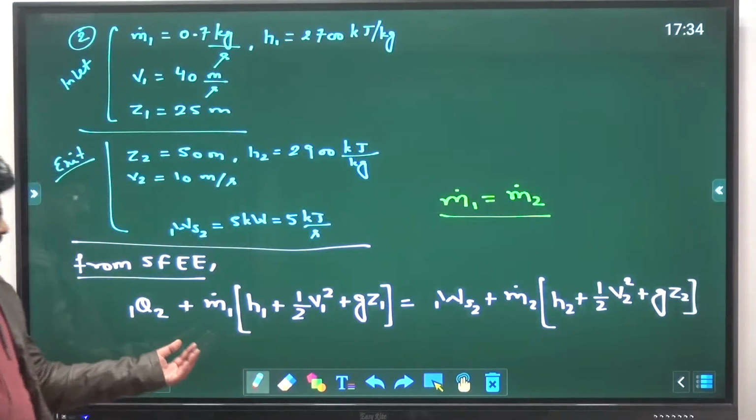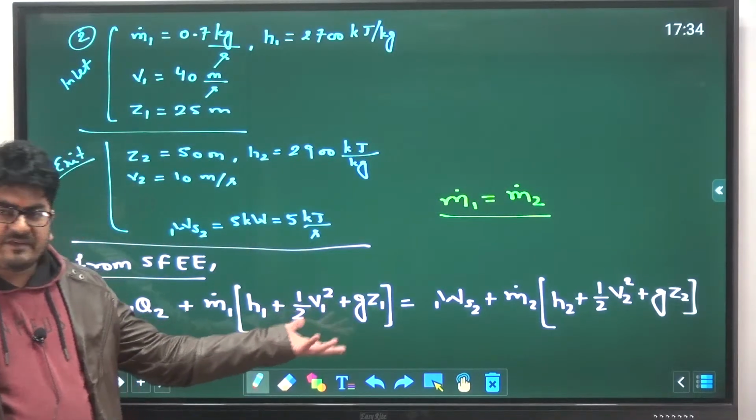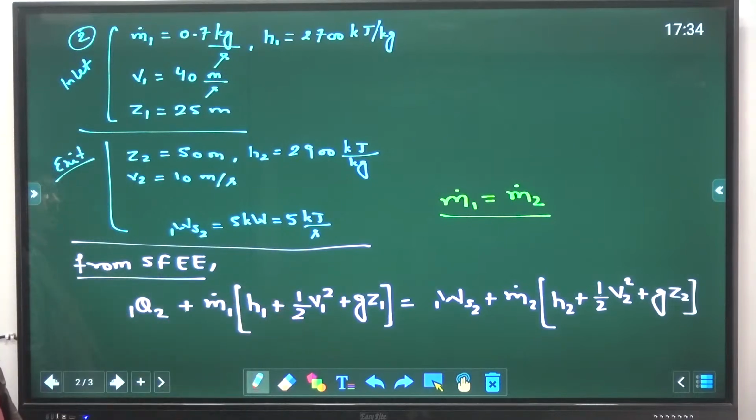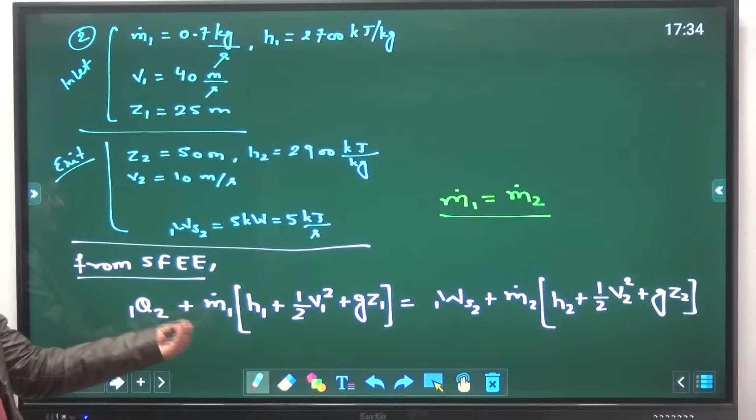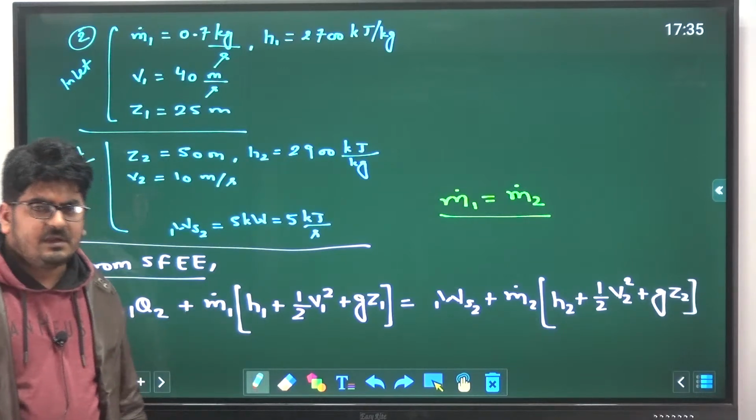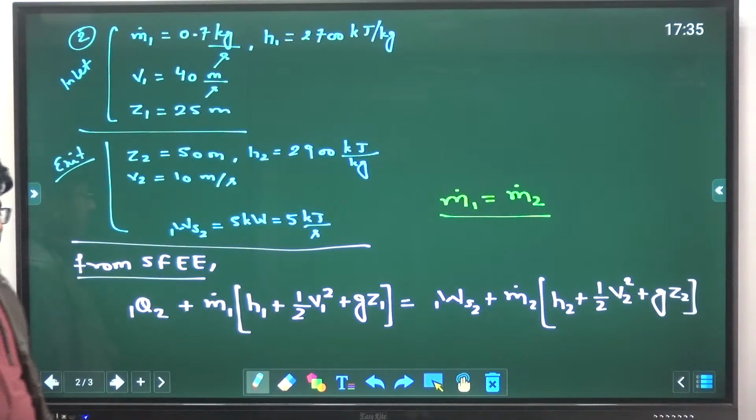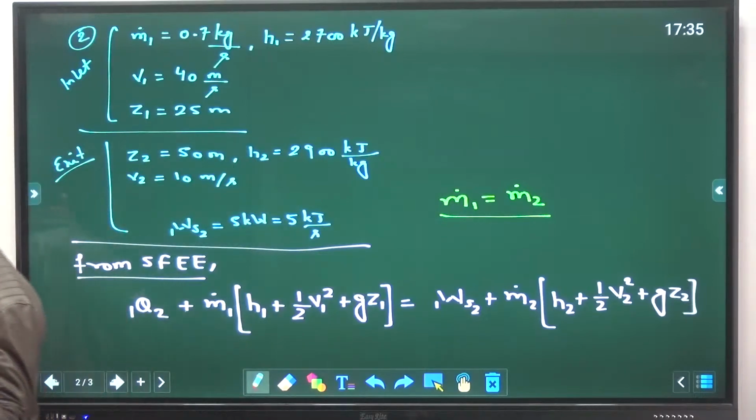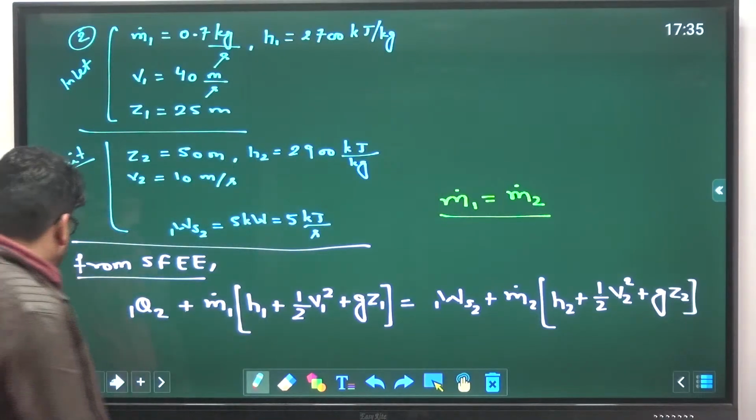So here H1, V1, Z1 is given, H2, V2, Z2 is given, shaft work is given, mass flow rates are known, so you can find out the heat transfer and you will get your answer. So I don't think we are required to do the calculations here. You can get that from the paper itself if you have any doubt.